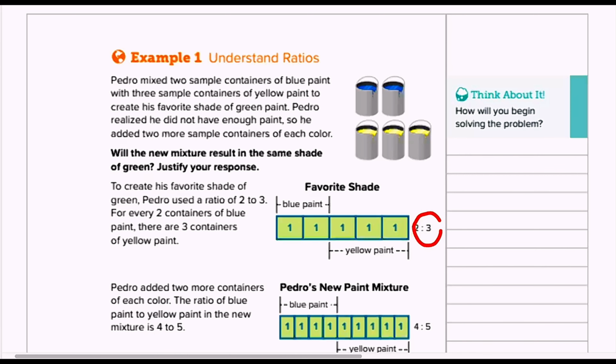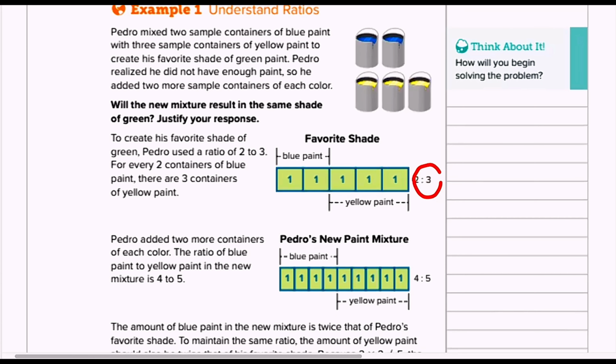How about if you have 5 containers of yellow paint? How about the number of containers of blue paint? You can see here, in his opinion, Pedro added 2 more containers of each color. That means if you have 2 to 3 and you add 2 to each number, it will be 4 to 5.